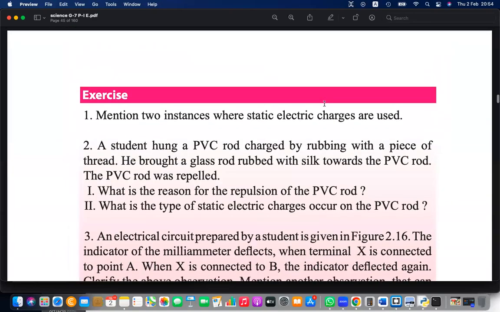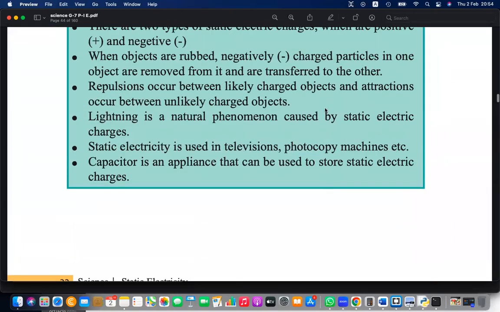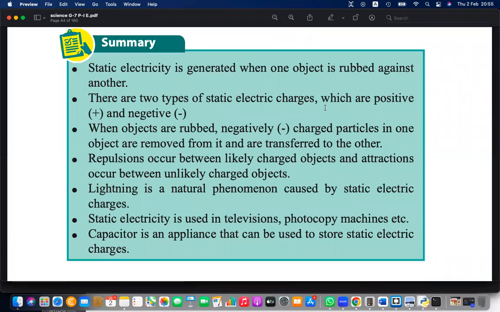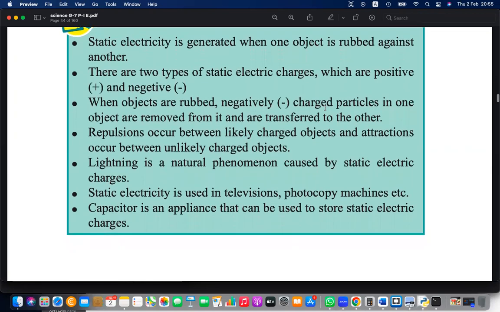Okay, I think now we have done up to here. The summary of the lesson is that we have learned about static electricity. We learned a lot of experiments to do about static electricity. We have learned how these charges are stored, and also examples of static electricity and its usages. And I invite you to find more usages of static electricity.